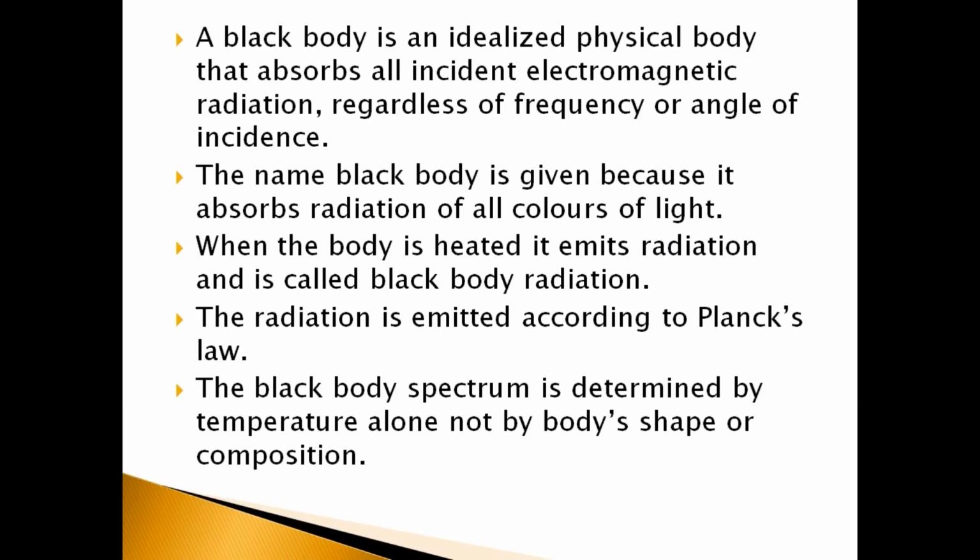In this video, we are going to discuss black body and some terms related to it. So what is black body? A black body is an idealized physical body that absorbs all incident electromagnetic radiation regardless of frequency or angle of incidence. The name black body is given because it absorbs radiation of all colors of light. When the black body is heated, it reaches a certain temperature and it emits radiation, called black body radiation.